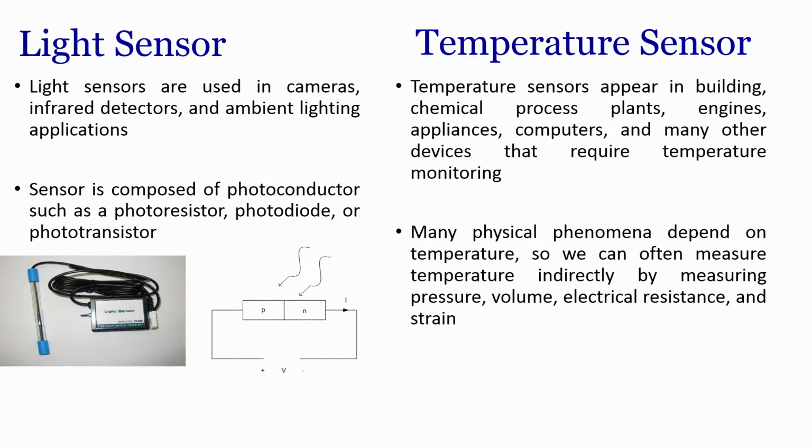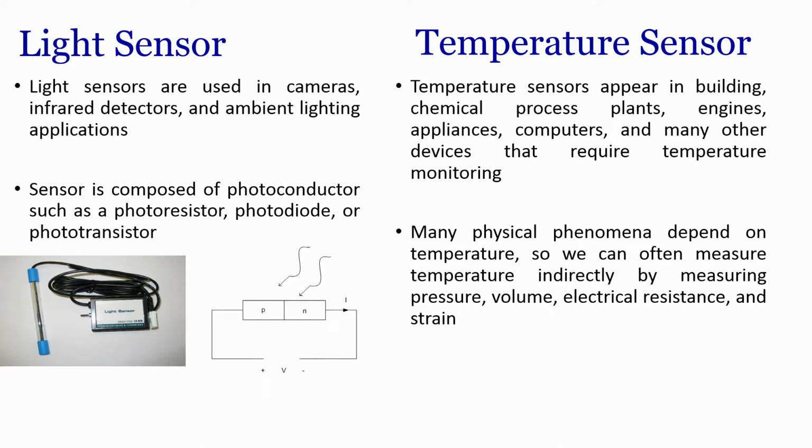So, light sensors are used in cameras. In particular, we are talking about infrared detectors and ambient lighting applications, alright. So, that is the application of light sensor. Sensor is composed of photoconductors such as photoresistor, photodiode or phototransistor.